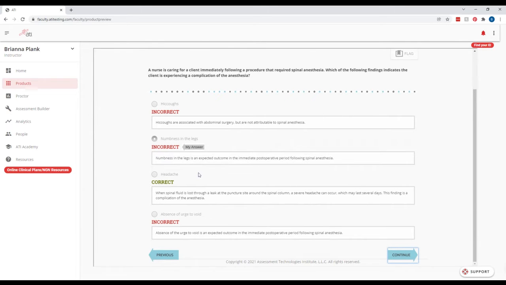So numbness in the legs is expected. And so when we have a spinal anesthesia, we're expecting the patient to be numb from like the hips down, basically.